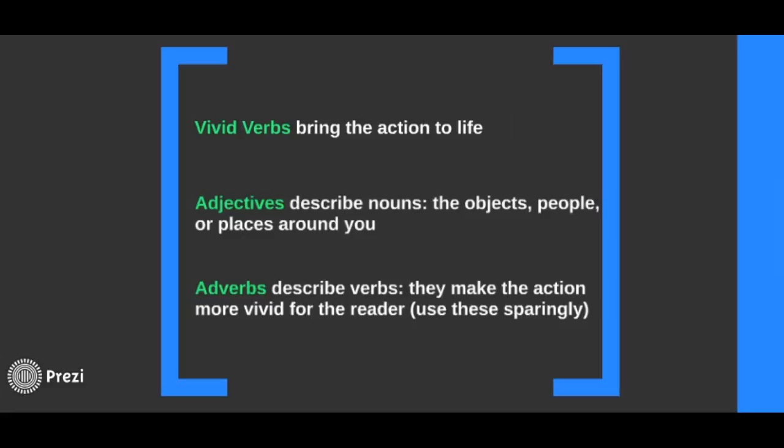Now, just as an example, instead of writing he ran quickly, and quickly is an adverb, you can replace ran quickly with dashed, sprinted, or hurdled. What you want to do is use as many verbs as you can. Don't rely on the adjectives and adverbs. Make sure that you're picking vivid verbs that bring the story to life.